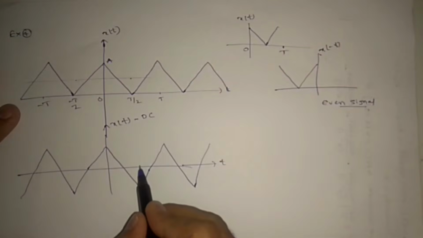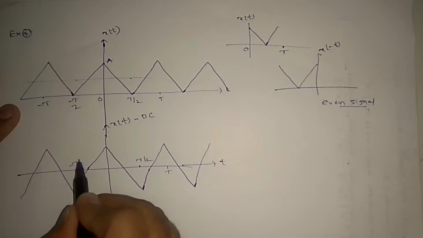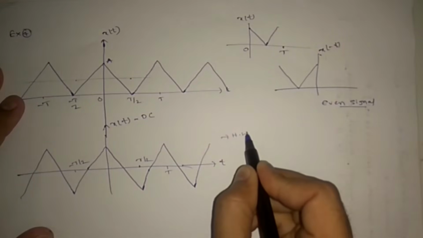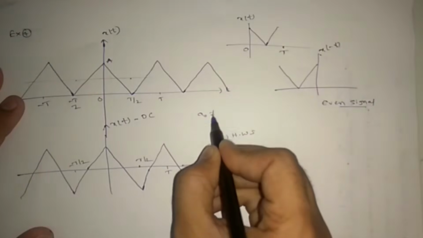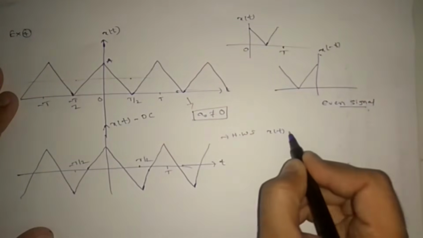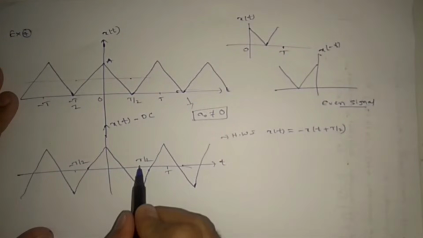So here this peak is T by 2, this is T and minus T by 2, right? Now let us go to half wave symmetry. So a naught is not equal to 0, from this we can conclude, right? Now half wave symmetry: x of t equals minus x of t plus T by 2, right? So I am taking one half wave.